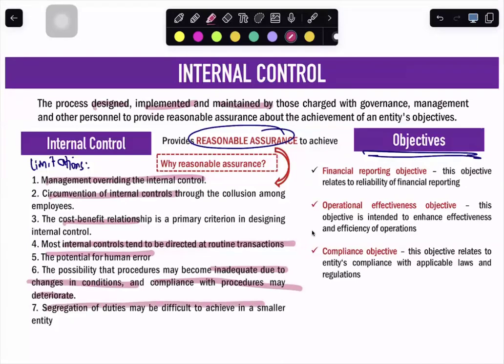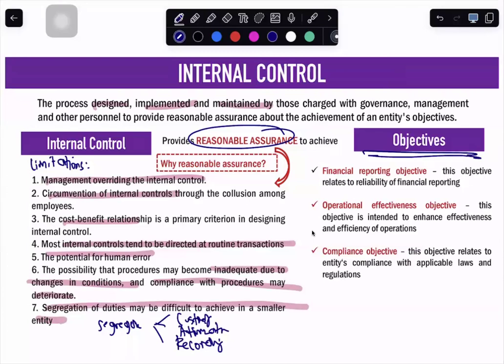Next, segregation of duties may be difficult to achieve in a smaller entity. So especially for smaller entities, we need to segregate duties. And whenever we talk about segregation of duties, we look into three items. We have your custody, we have your authorization, and we have your recording. So these three items must be separated. And since it is a small entity, sometimes these three items are very hard to separate.